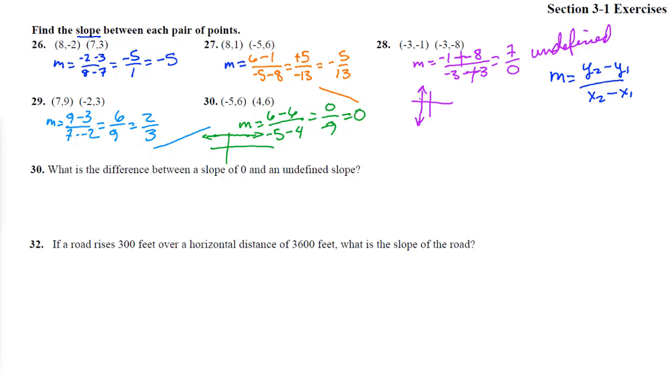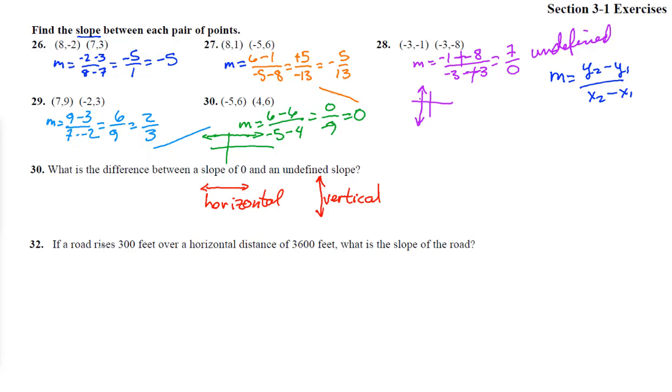So the question then, what is the difference between a slope of 0 and an undefined slope? Well, a slope of 0 looks like that. It's completely flat. And an undefined slope, it is so steep, we can't find a number big enough for it. So this is vertical, and this is horizontal. Those are the official names for them. Horizontal has a slope of 0. Vertical is an undefined slope.